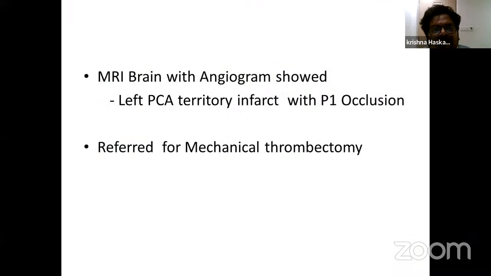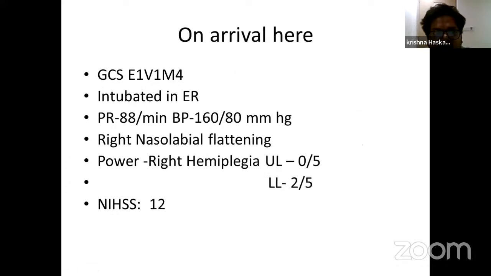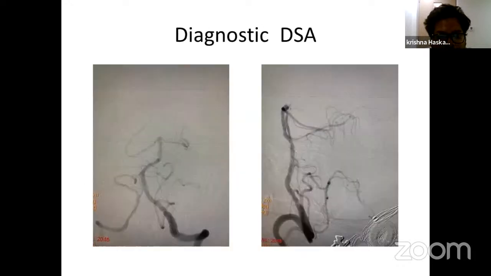So the MRI brain with angiogram showed left PCA territory infarct with P1 occlusion, and he was referred for mechanical thrombectomy. On arrival, his GCS is E1, V1, M4. He was intubated in the ER, and there is right hemiplegia with upper limb 0/5 and lower limb 2/5, and right nasolabial flattening. And this is the diagnostic DSA we have taken, which showed both PCAs are not visualized.